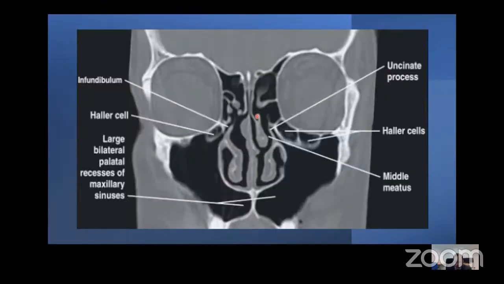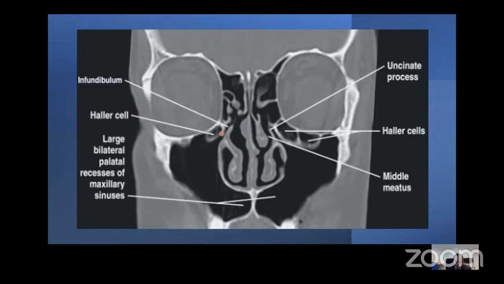Now, for the benefit of juniors, I'm going to go through some very basic radiological anatomy very quickly. Here is a coronal view of a CT scan. It shows well-pneumatized sinuses. I would like you to concentrate on two structures in this slide. One is your uncinate process and the maxillary sinus. The maxillary sinus goes towards the infundibulum, then becomes the hiatus semilunaris and drains into the middle meatus.